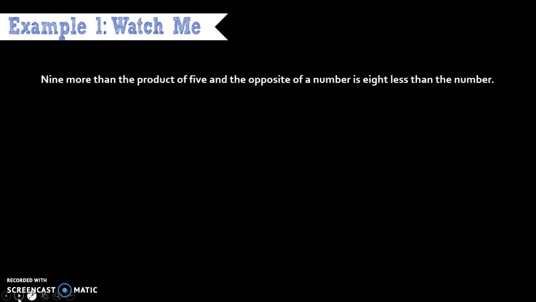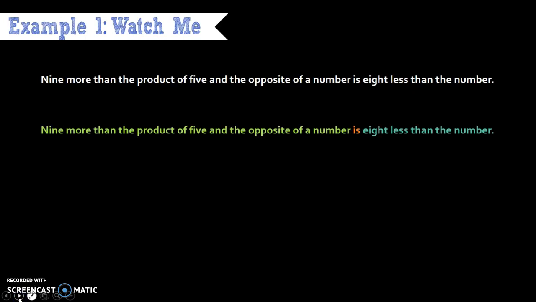9 more than the product of 5 and the opposite of a number is 8 less than the number. That's a lot. So let's break it down piece by piece. 9 more than the product of 5 and the opposite of a number. This is going to be one side of my equation. The word is tells me I'm dealing with an equation. That's going to be my equal sign. And then I have the expression 8 less than the number. We can break it down even further.